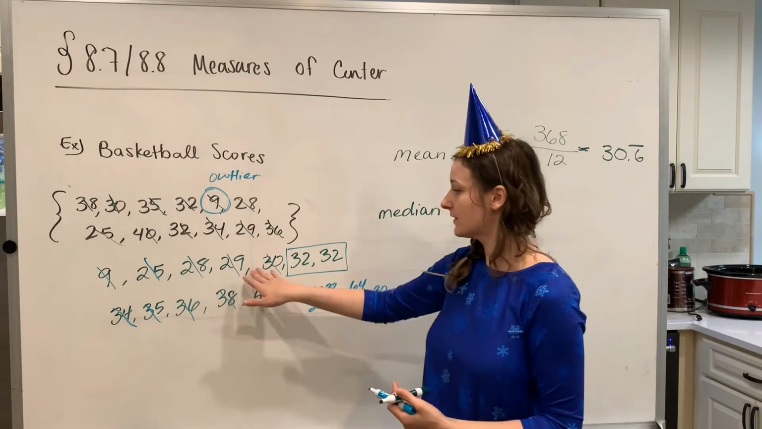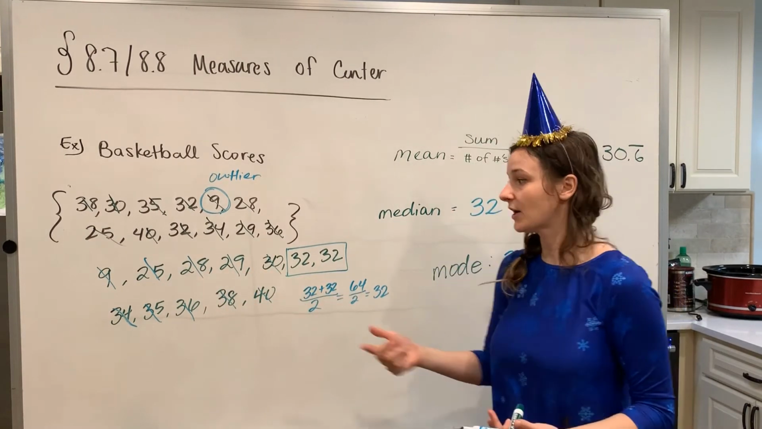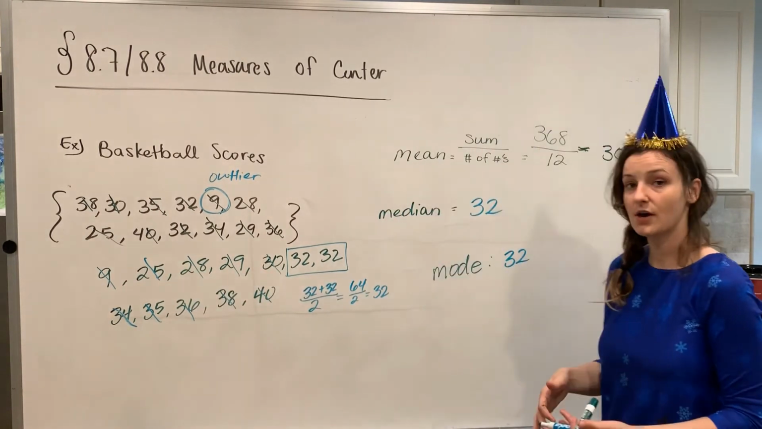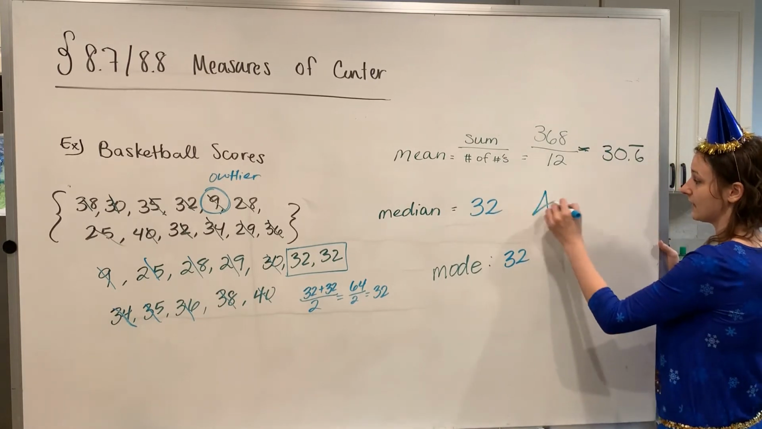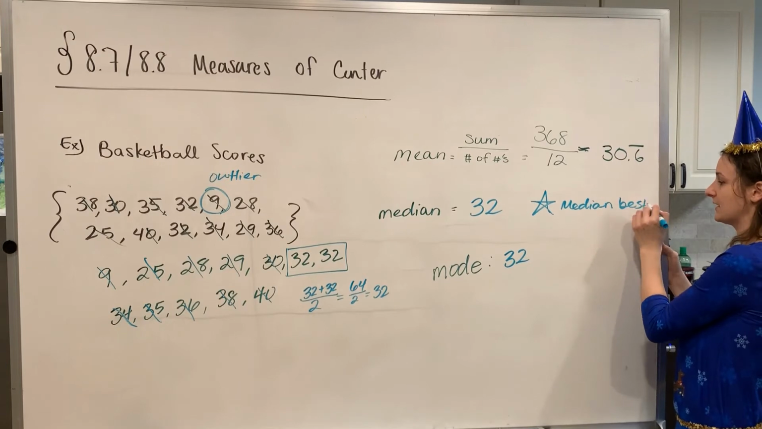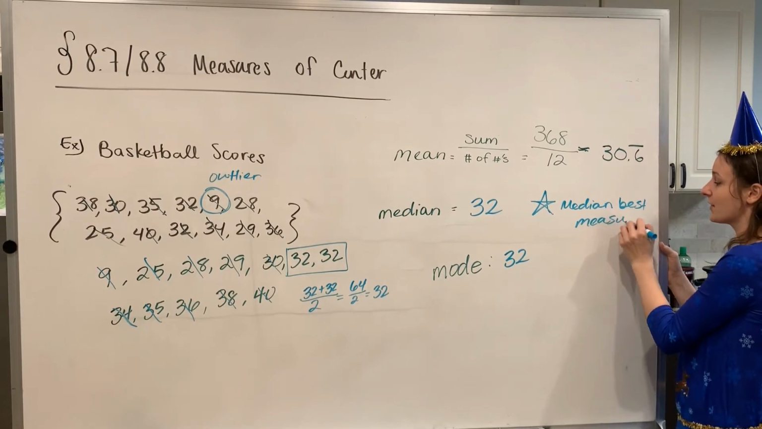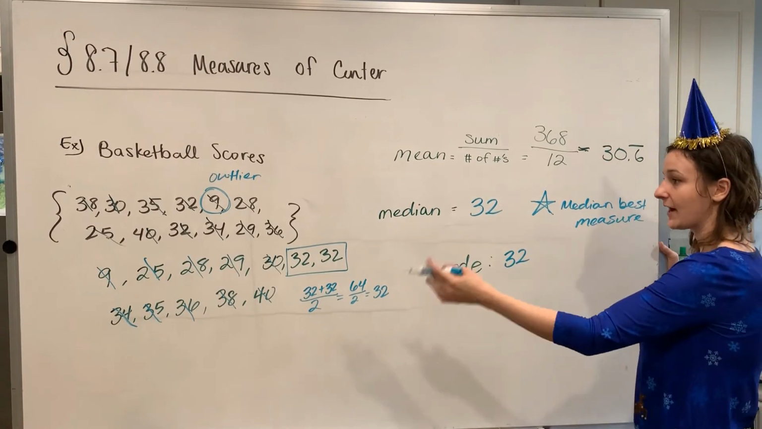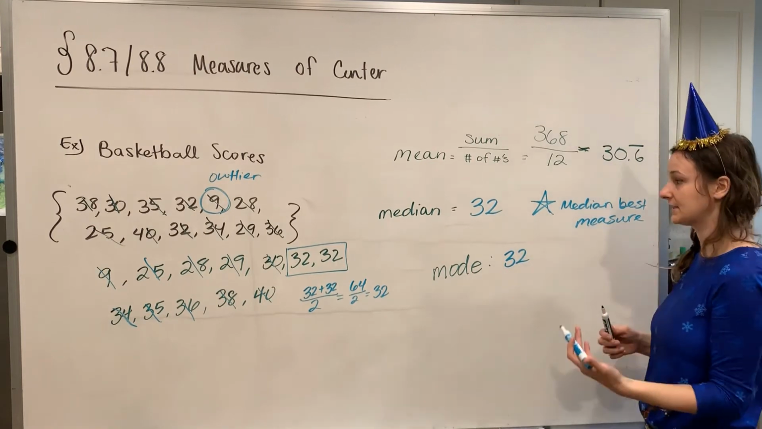If I look at the middle of this data, are there any large gaps other than that outlier? No. So I think here that the median is going to be the best measure because there is an outlier and because there are no large gaps in this data.